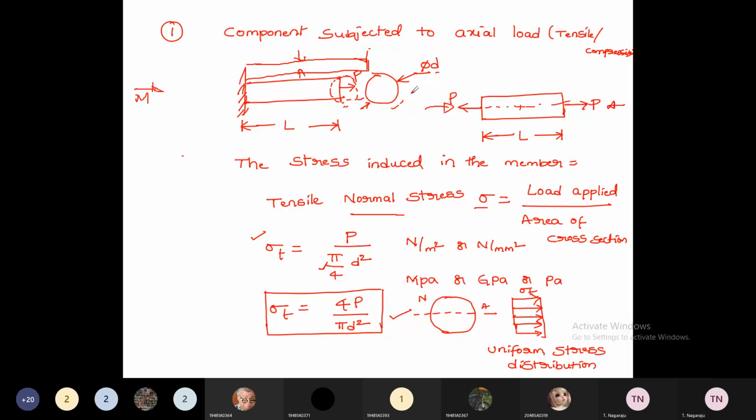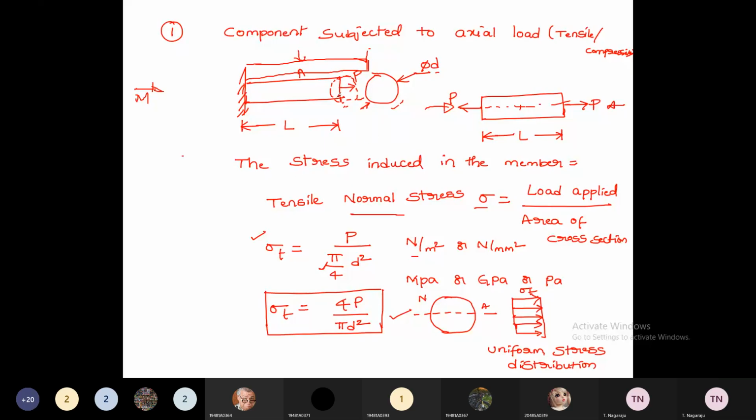Especially in this case, the nature of the load is tension. That's why it is called tensile stress. So tensile stress is P divided by pi by 4 d square. The general units are Newton per meter square or Newton per mm square, which are common units for stress. So this is the stress which is induced in an axially loaded member.